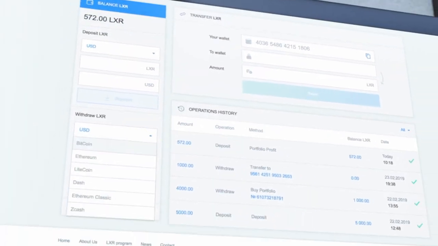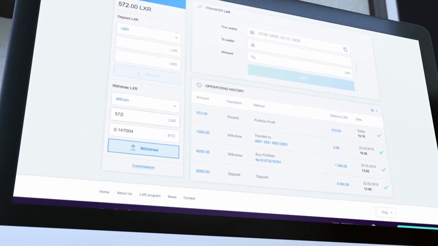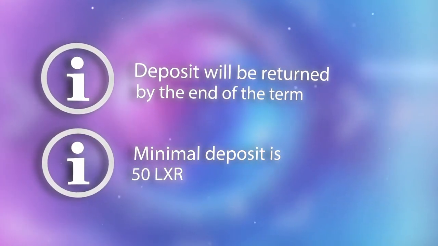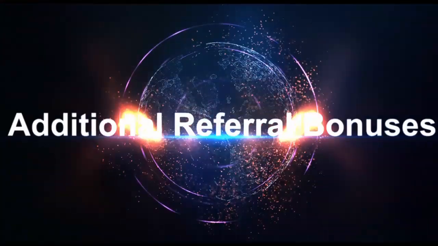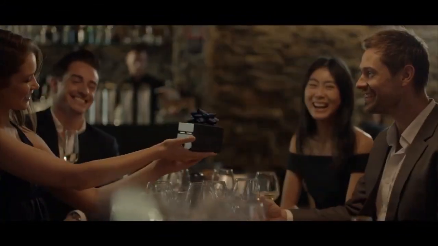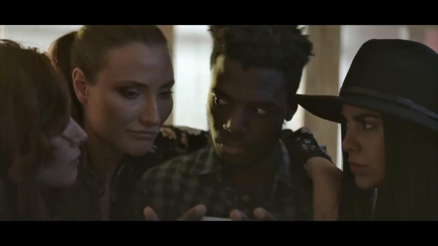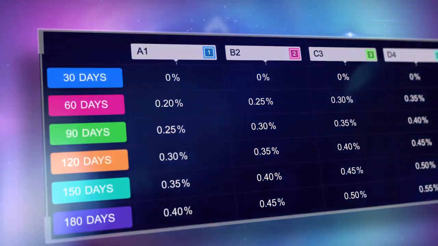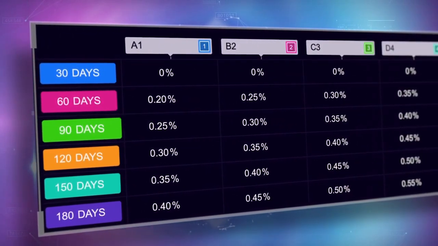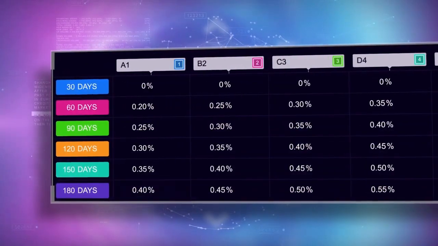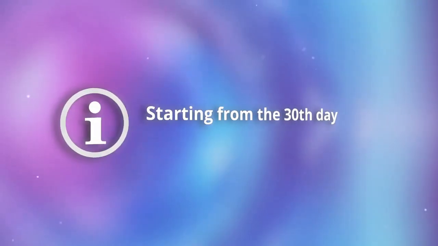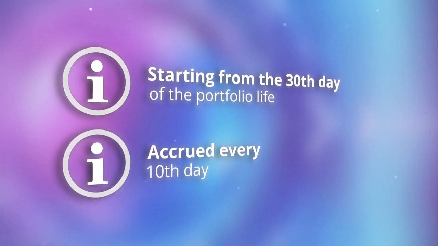You are free to choose out of any of the 6 options and the number of deposited funds as well. All your deposited funds will be returned by the end of the term. Please note that the minimal amount of deposit is 50 LXR. Additional referral bonuses. You can earn even more with additional bonuses. The longer your contract is, the more bonuses you will have. For example, there will be an additional 0.25% of the total sum for the 90-day contract and 0.4% for the 180 days contract. After 30 days of your portfolio lifetime, you may have additional accruals every 10 days.